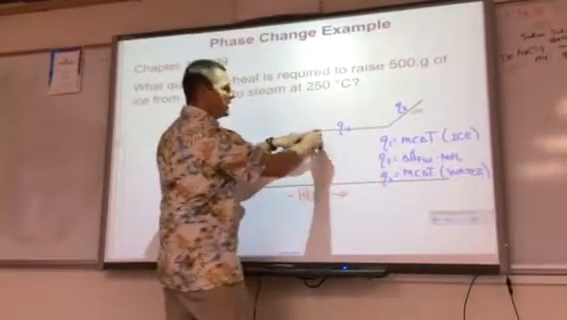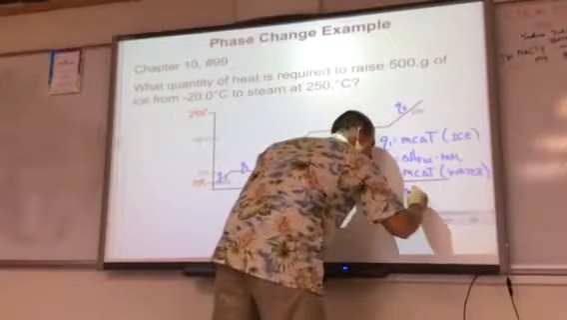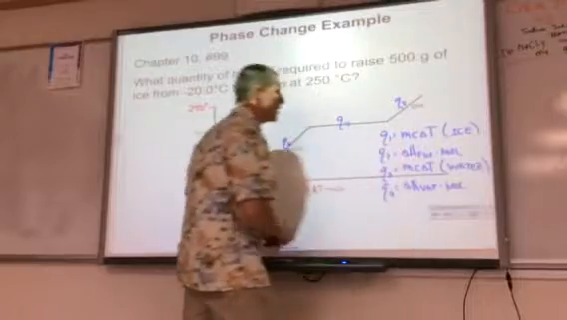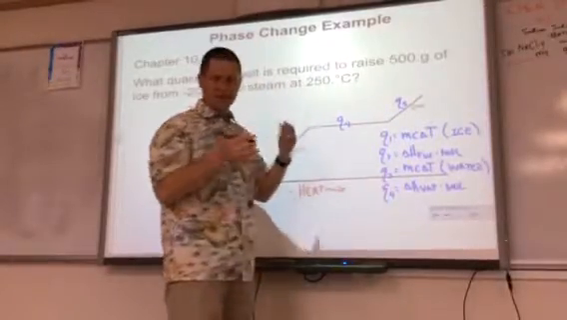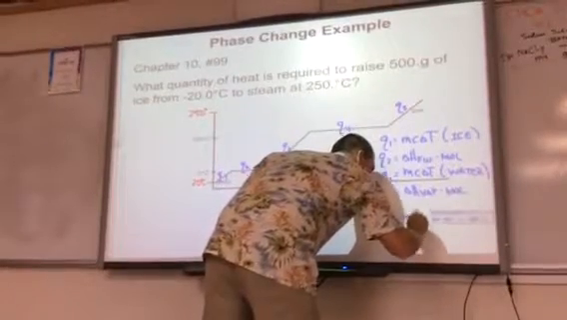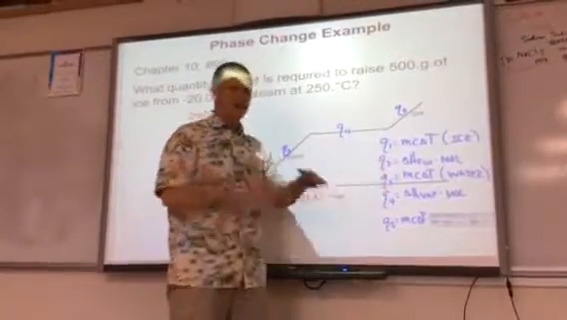And then Q4 is our boiling, so we're going to use Q4 equals heat of vaporization times moles. And then Q5 is where it's steam. And once again, steam has its own specific heat. So Q5 is MC delta T, because the temperature is changing there. So you're going to have 5 Qs, get them all in the same unit.